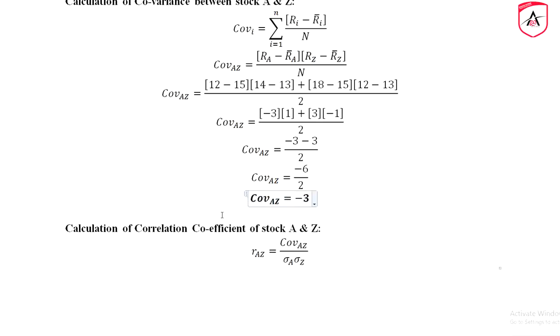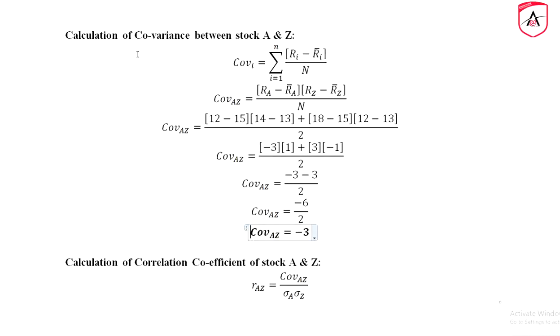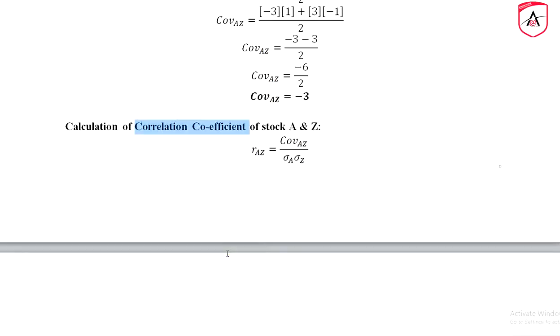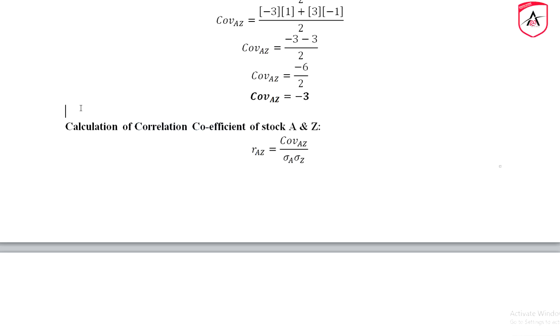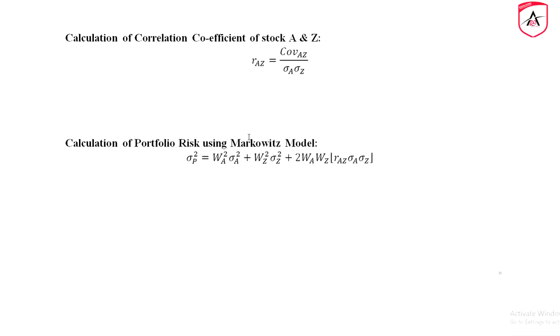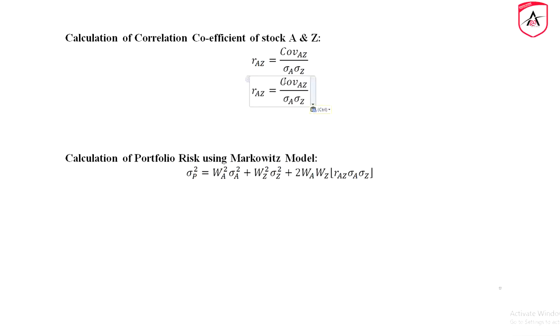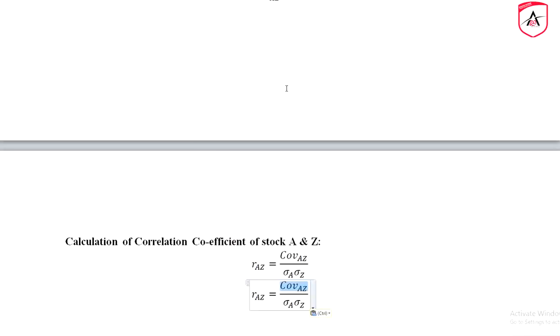Similarly, once the covariance is found out, next we have to find out the correlation coefficient of stock A and Z. Now the correlation coefficient of stock A and Z can be calculated by using this formula. If you observe, R stands for correlation. It is a return on security A and Z. Covariance of security A and Z is the value which we have just found out.